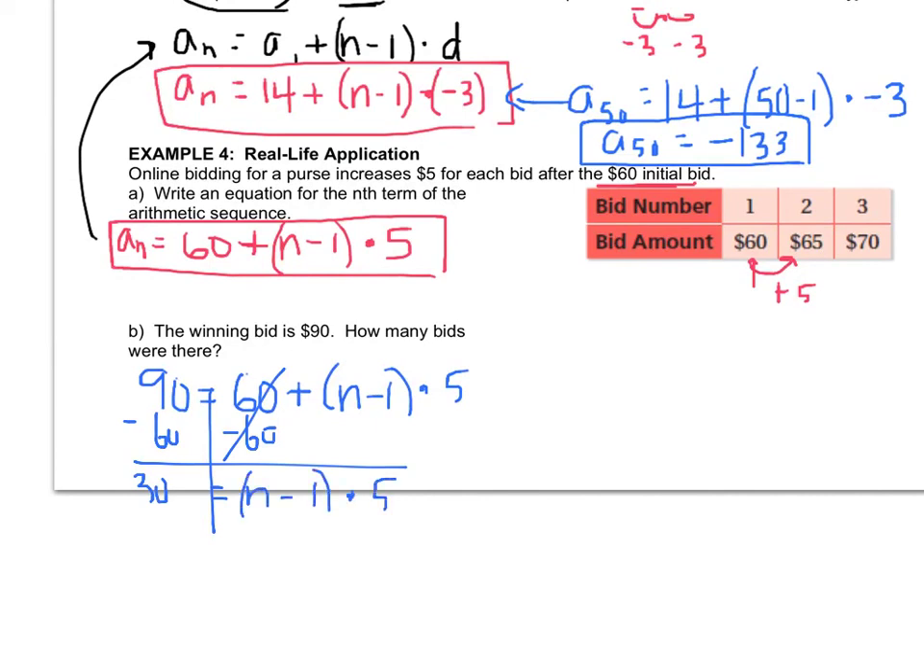Now, I remember back in the beginning of the year, we did distributive property, but I'm going to teach you a trick. If you have a coefficient times parentheses, you don't have to distribute it. You can just divide by it. If you want to distribute, if it helps you, go for it. But for those of you that like to know shortcuts, you don't have to distribute that 5. You can just divide it, as long as it's in front of the parentheses. And so n equals 7. So that means that there were 7 bids.